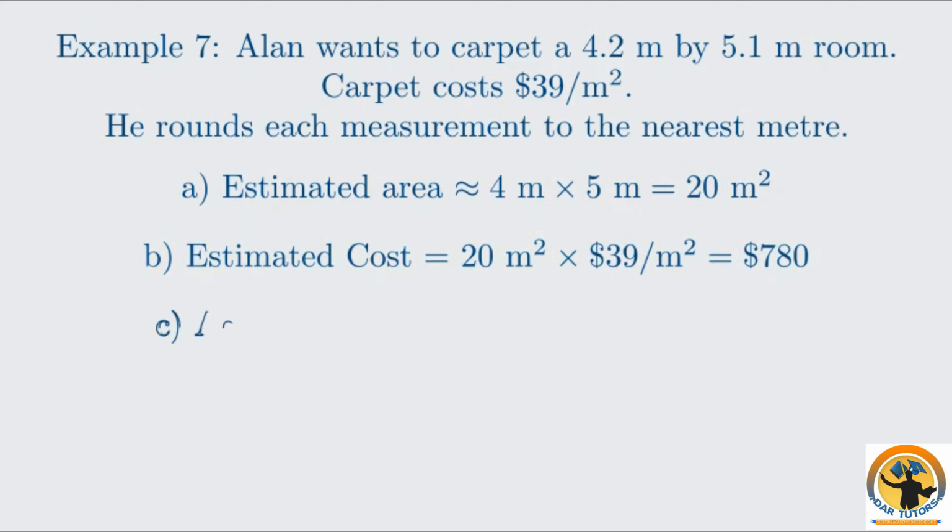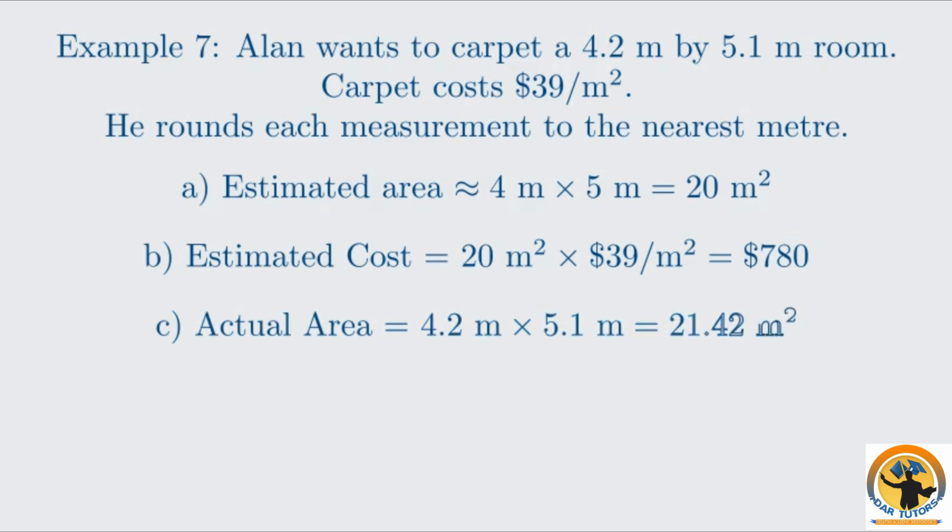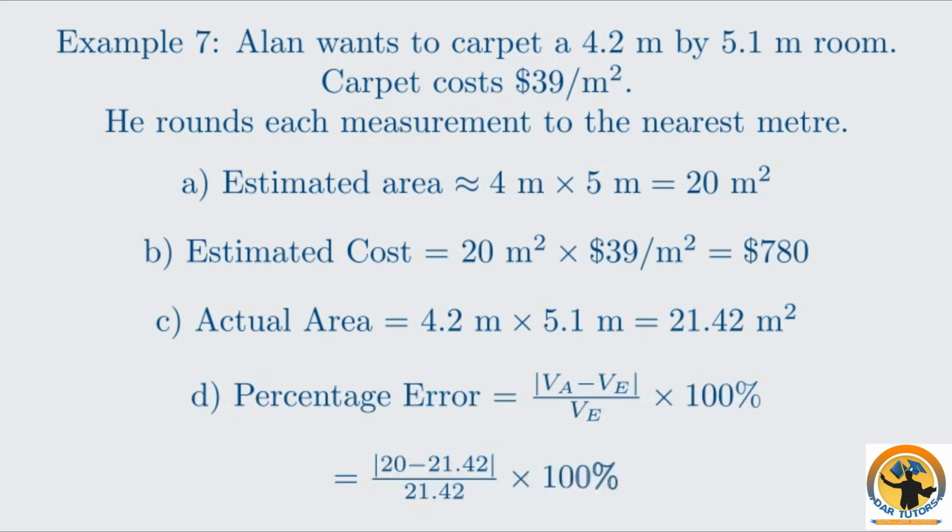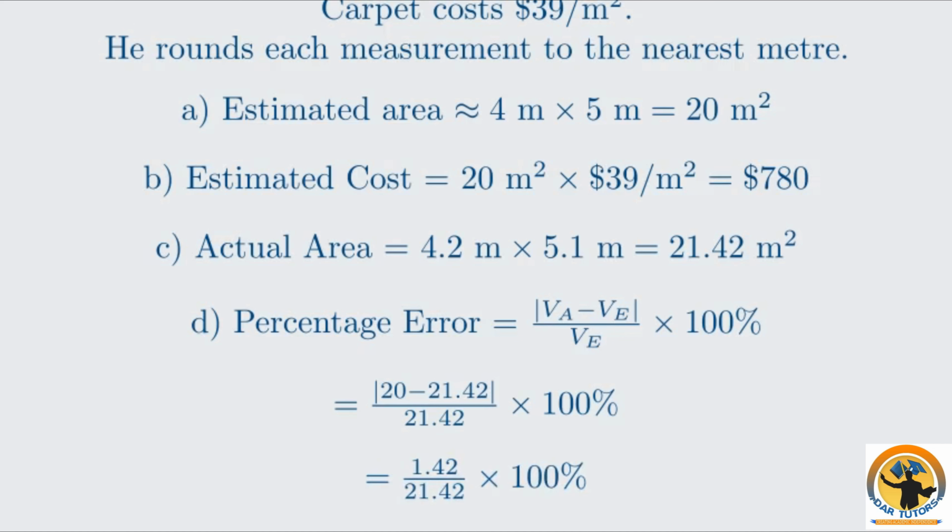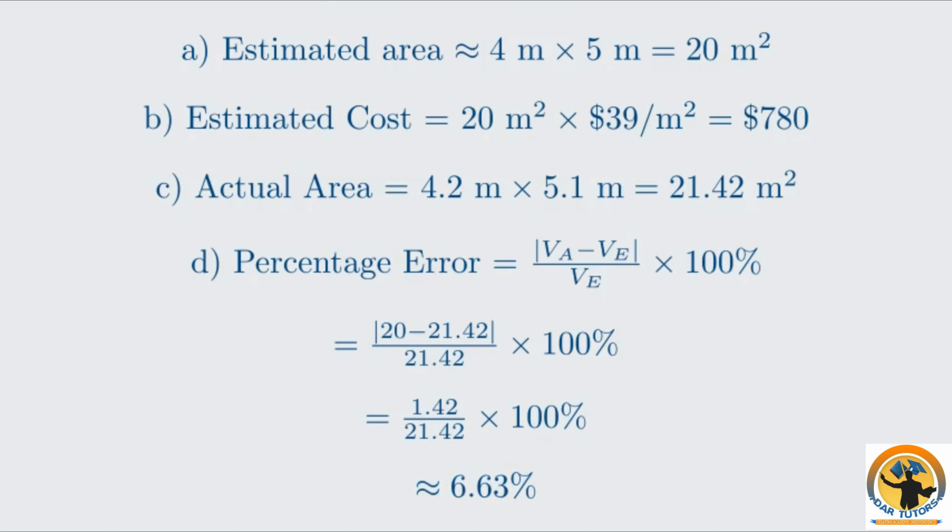Part C asks for the actual area. The actual area is the true length multiplied by the true width, which is 4.2 times 5.1, equaling 21.42 square meters. Now for Part D, the percentage error in Alan's estimation. Our approximate area is 20, and our exact area is 21.42. The absolute error is 1.42. Plugging this into the formula, we find that the percentage error is approximately 6.63%. This means Alan's estimate was too low by over 6%.